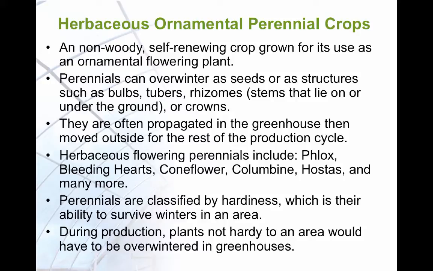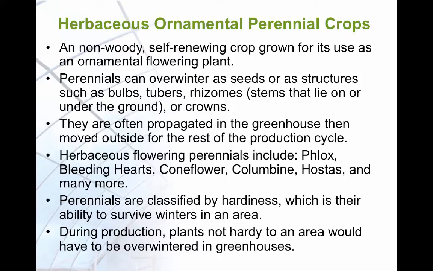Herbaceous ornamental perennials are non-woody plants that persist from year to year as parts of the original plant, such as bulbs, tubers, stems, or a crown, which is a low-growing clump of stems, or they may come back from seed. Most of these crops are propagated in greenhouses and moved outside for the rest of the production cycle. Phlox, bleeding hearts, coneflowers, columbine, and hostas are just a few of the many herbaceous flowering perennials.